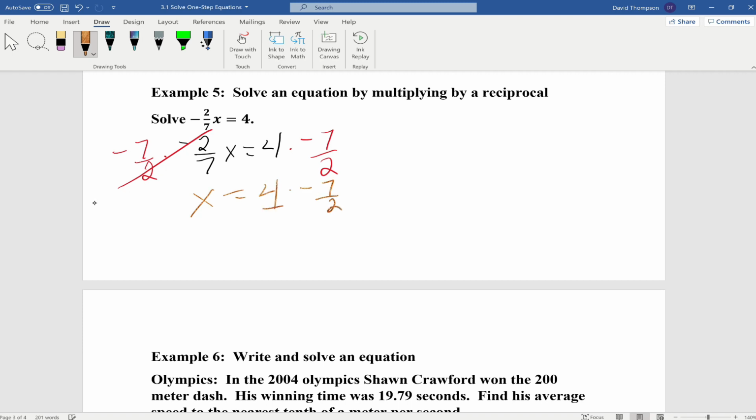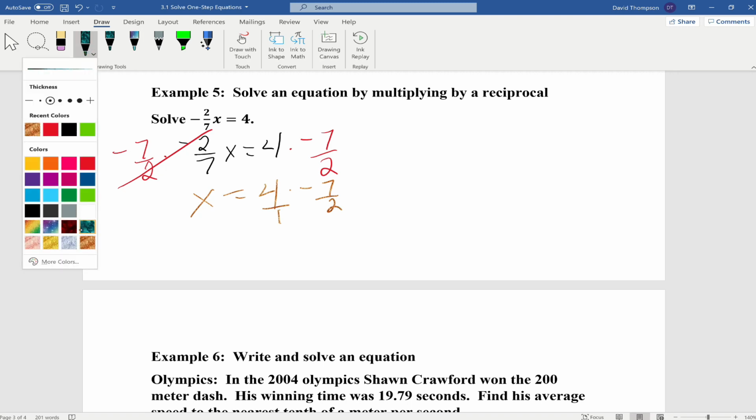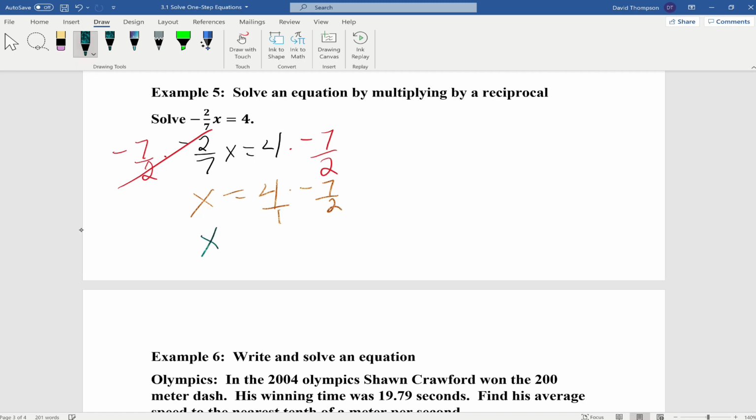Recall 4 is the same thing as 4 over 1. So we just multiply straight across and simplify. So x equals 4 times negative 7, which is negative 28, over 1 times 2, which is 2. And we can go one step farther. Negative 28 divided by 2 is going to be negative 14. And we have our final answer.